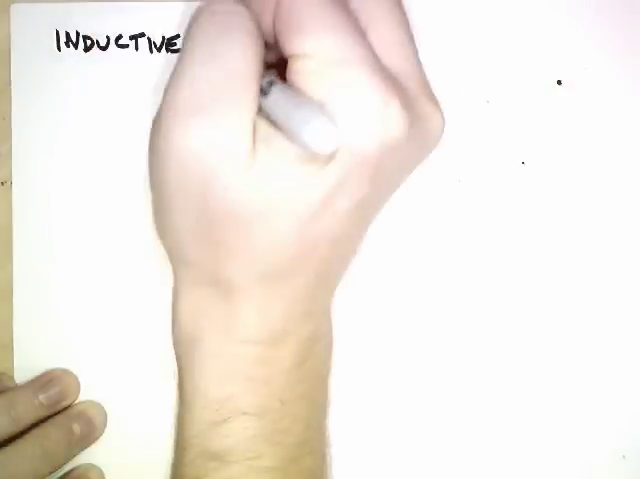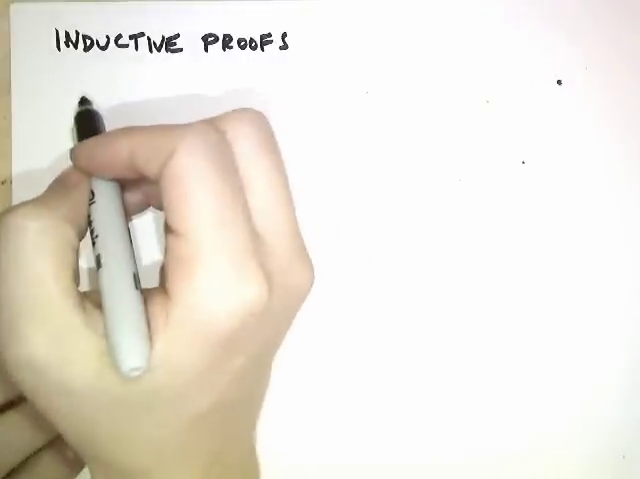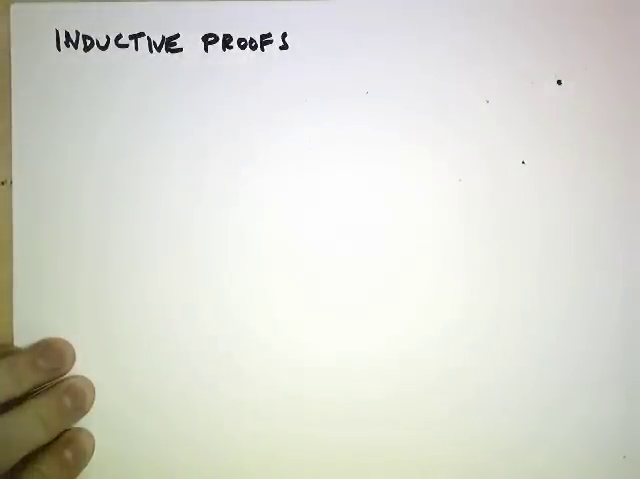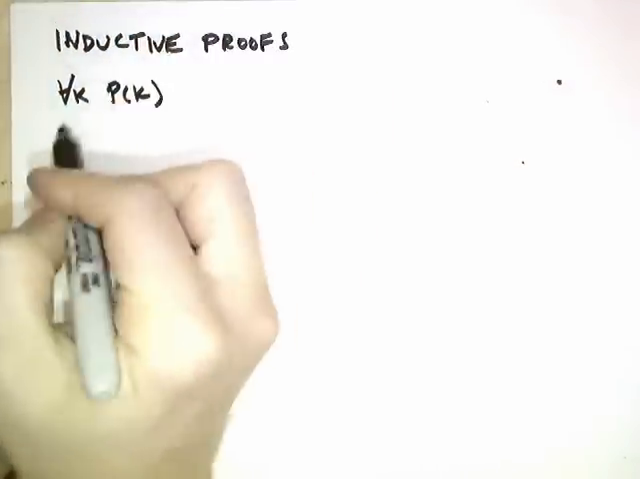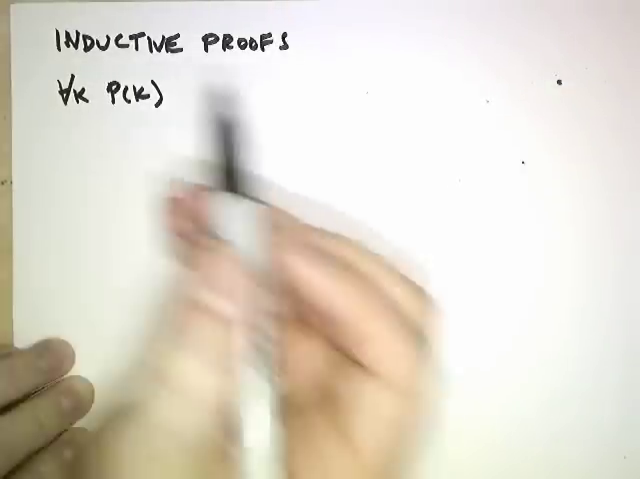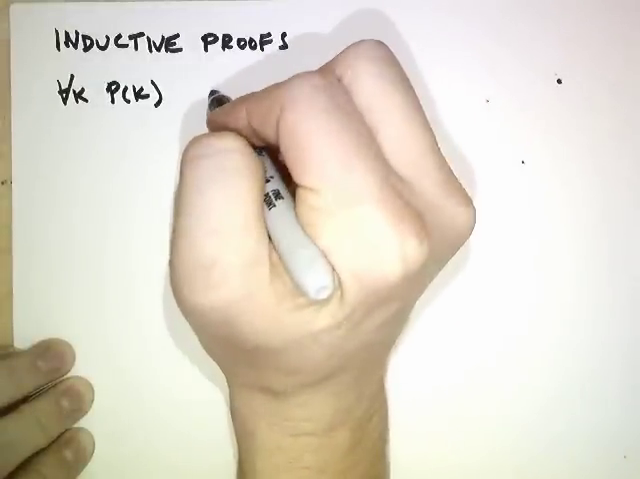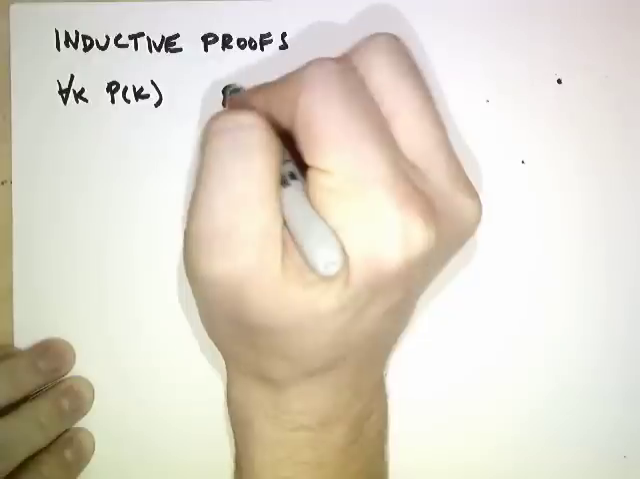We're now moving on to inductive proofs, which is a powerful but simple proof technique. Typically, we'll be interested in proving statements of the form: for all k, P of k, and you want to think of k here as being a positive integer, so a natural number: 1, 2, 3, 4, and so forth.